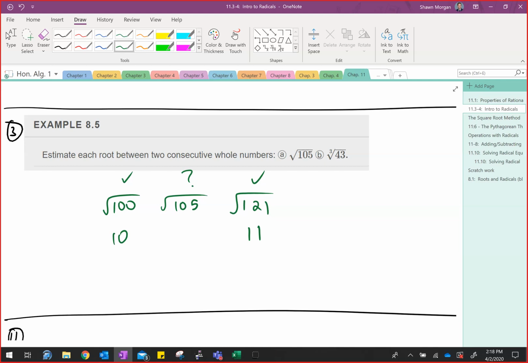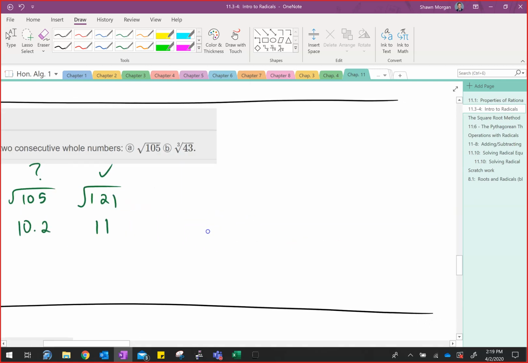Yeah. And by the way, which one do you think, Robert, it might be a little bit closer to? 10. Absolutely. It's probably going to be a little bit closer to like 10.2. Maybe 10.1 and some change. I don't know. Because 105 is closer to 100 than it is to 121. You guys see that technique, how that works for approximating a square root? Give me some feedback, boys. I can't hardly hear anything out of y'all. Yes. Yeah. Yes, sir.